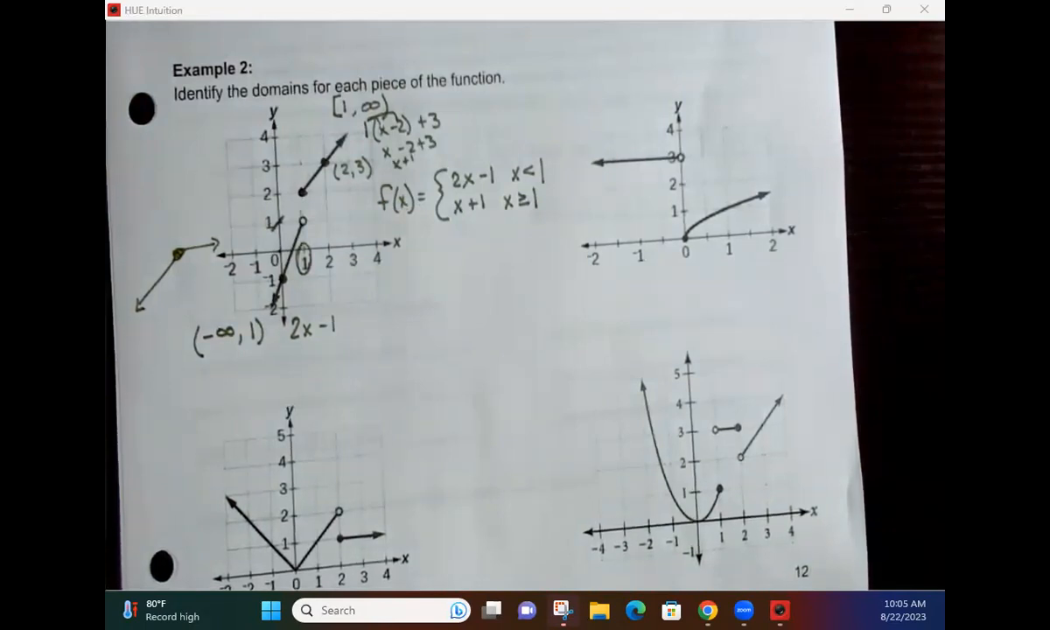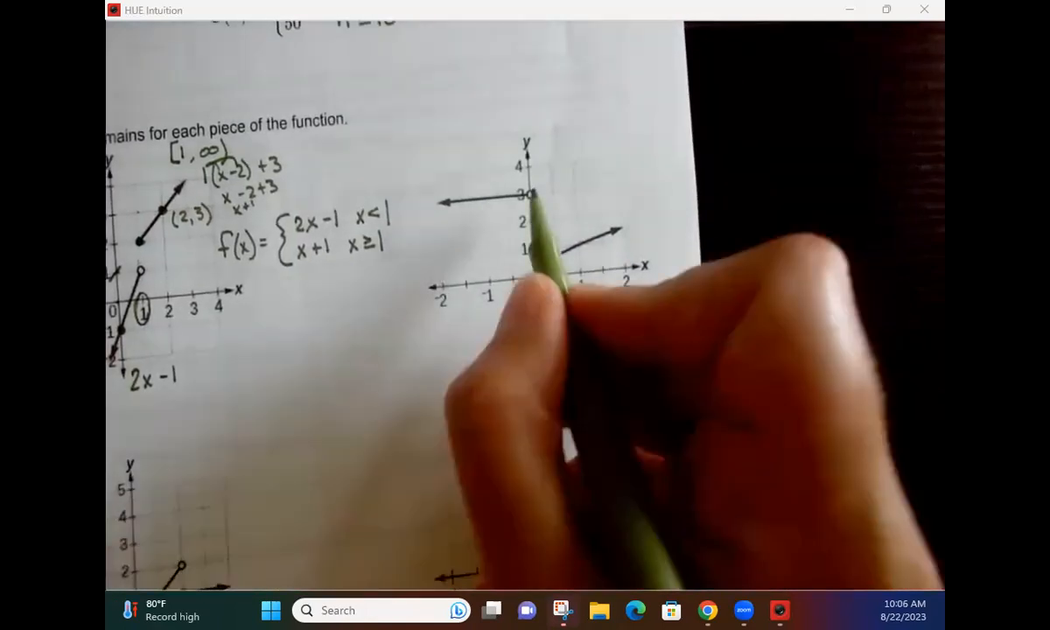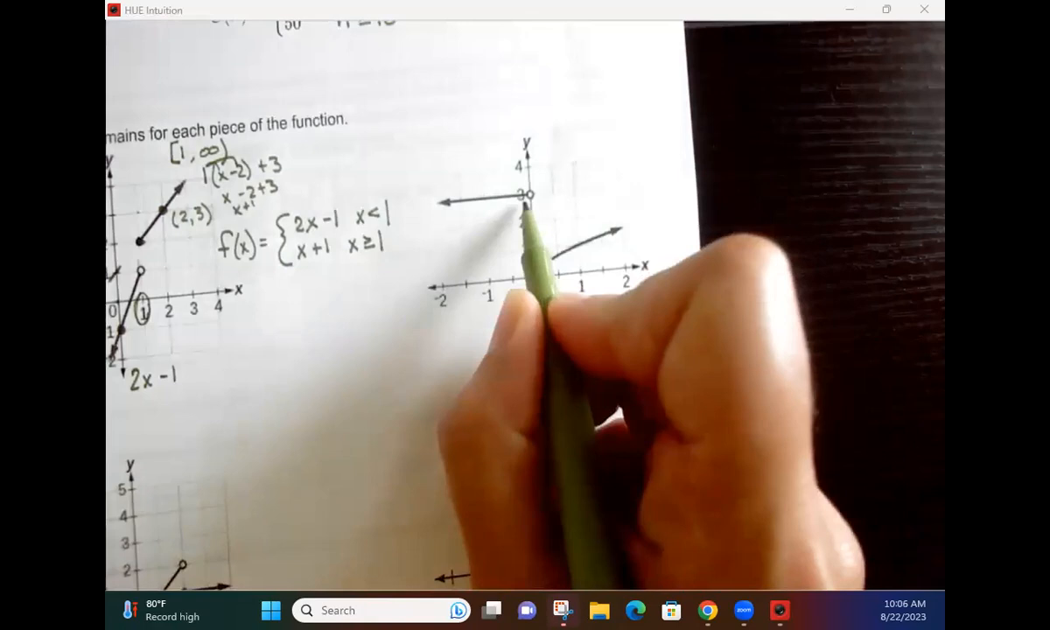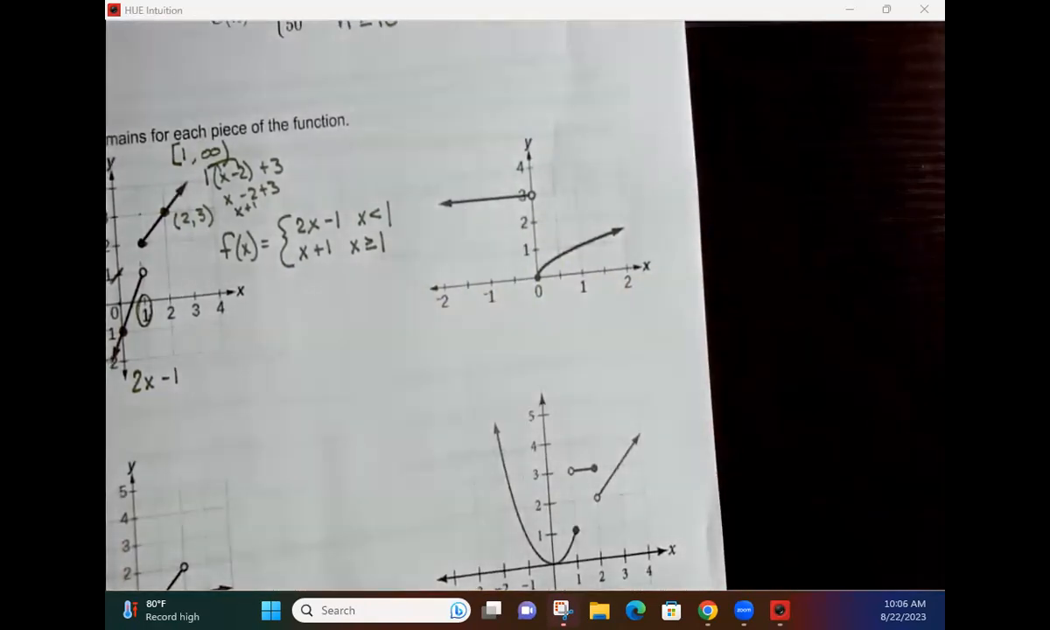What questions do you have for me so far? Feeling okay about this? Okay, let's do another one. Our next graph here, the lower part of our domain is for x values that are what? X values that are less than 0.